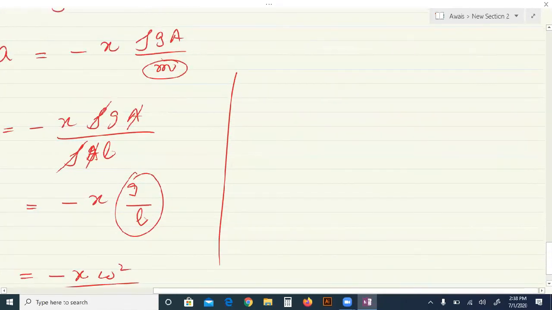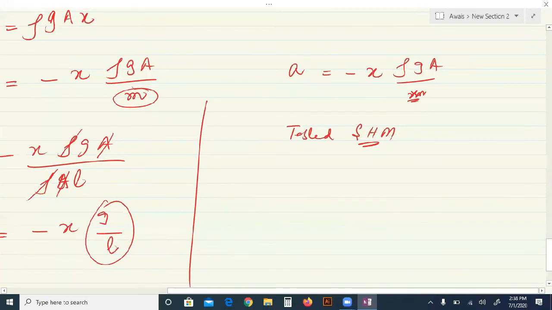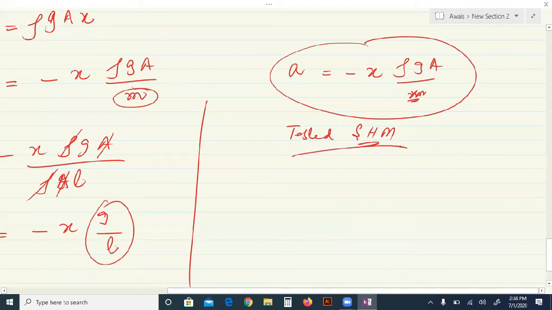But sometimes this equation, a is equal to minus X rho G A over m, will be given, and it is tested simple harmonic motion. You don't have to prove it, it's already tested. Then the question will be: derive the expression for the frequency of the oscillation. A question will be asked from a different angle. This equation will be given, and it is tested simple harmonic motion, and you have to prove the frequency relation.